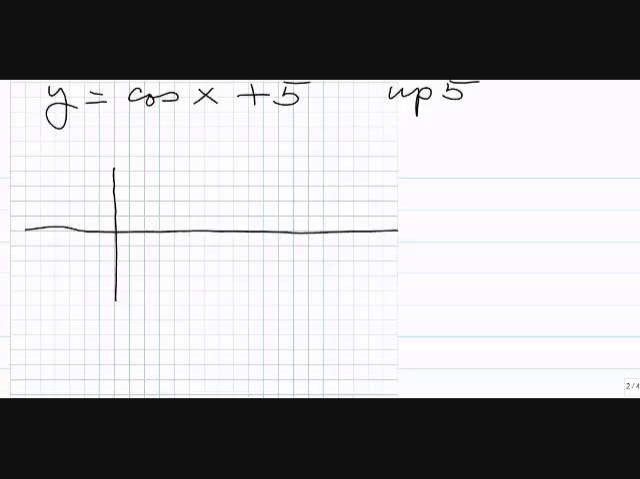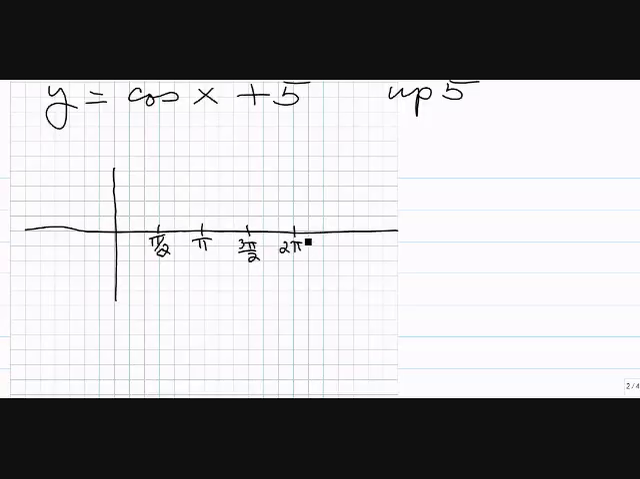You need to scale your graphs like this. Every tick mark on my graph is going to be 1/6 pi. 3/6 of pi is a half. 6/6 of pi is 1 pi. 9/6 of pi is 1.5 pi. 10/6, 11/6, 12/6, 12 divided by 6, that's 2 pi.